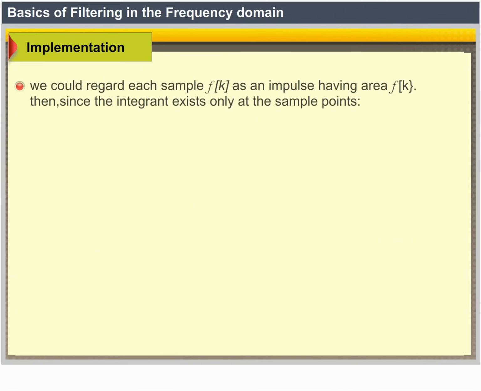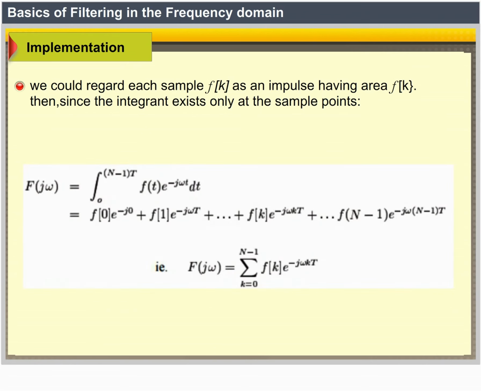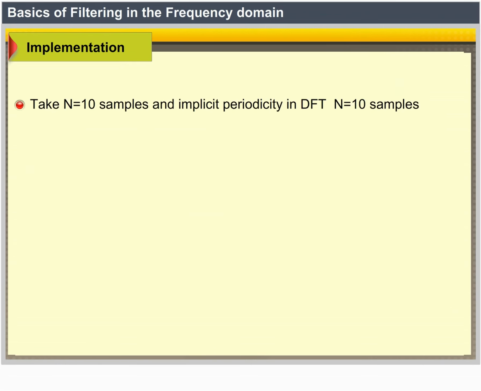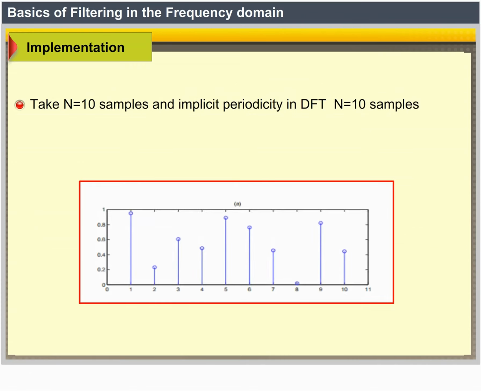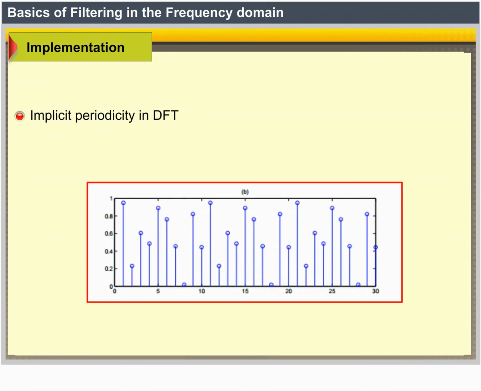We could regard each sample f(k) as an impulse having an area f(k). Then, since the integrand exists only at the sample points, the equation will take the form shown on screen. Take N equals 10 samples and implicit periodicity in DFT.